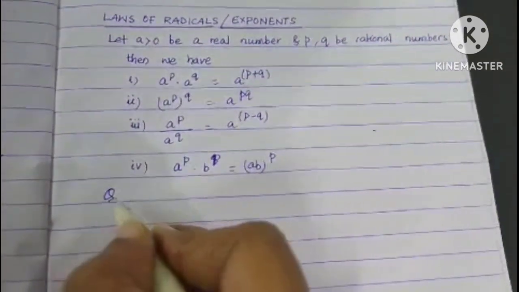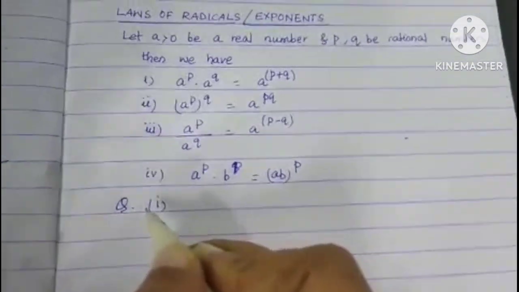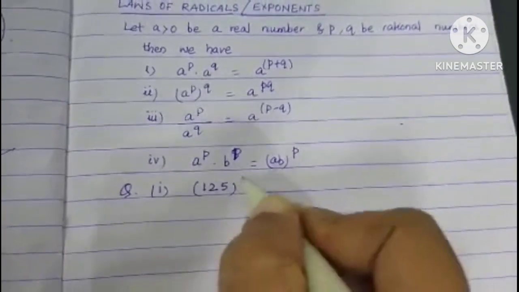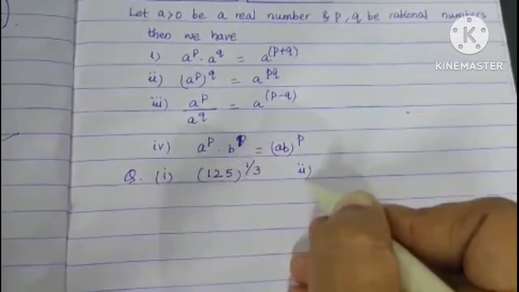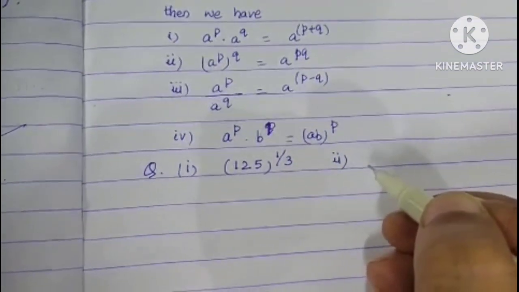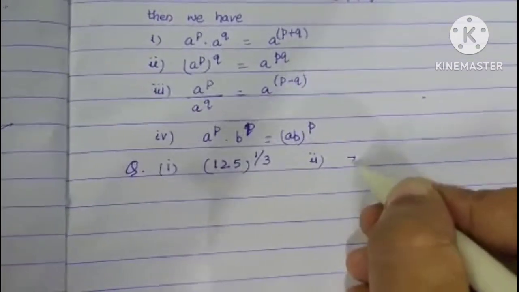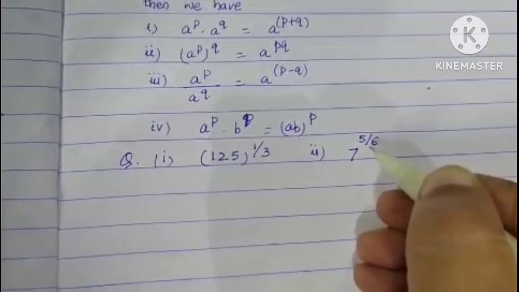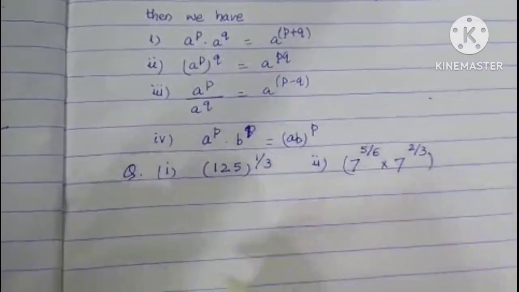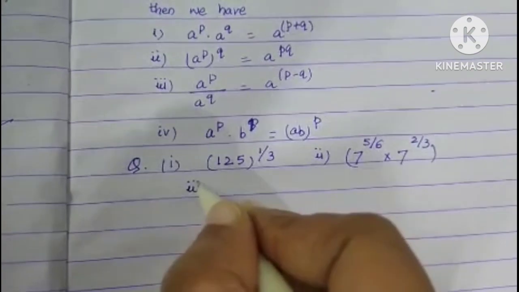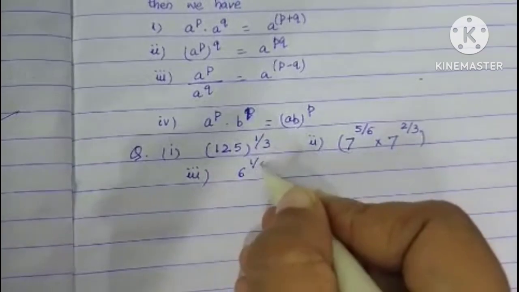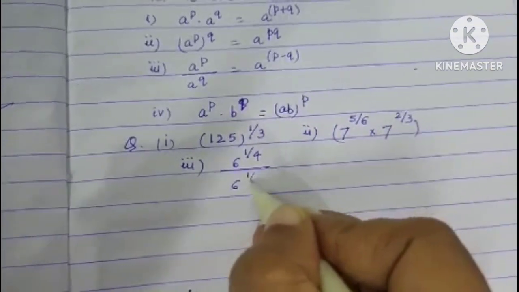Let us take 2-3 questions. First one is 125 power 1 by 3. Second one is 7 to the power 5 by 6 multiplied by 7 to the power 2 by 3. Third one, let us take 6 to the power 1 by 4 divided by 6 to the power 1 by 5.